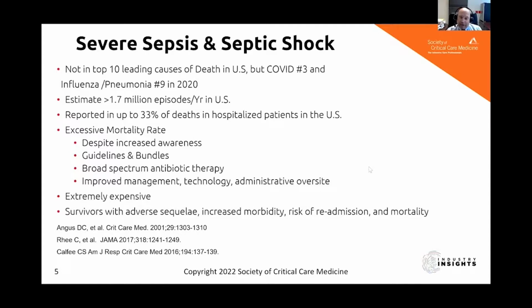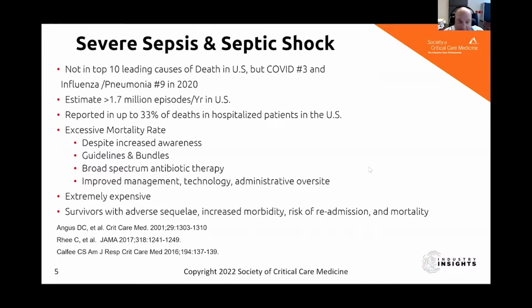Well, the good news is that through a lot of efforts, sepsis is no longer in the top 10 leading causes of death in the United States for adults, at least as far as the year 2020. But if we look at that list of top 10 causes, we see that COVID is number 3. Influenza and pneumonia are listed as number 9. And I would give to you that if you die of COVID, influenza, or pneumonia, you probably had sepsis, which makes me wonder why sepsis is not in the list of the top 10 causes of death in the United States.